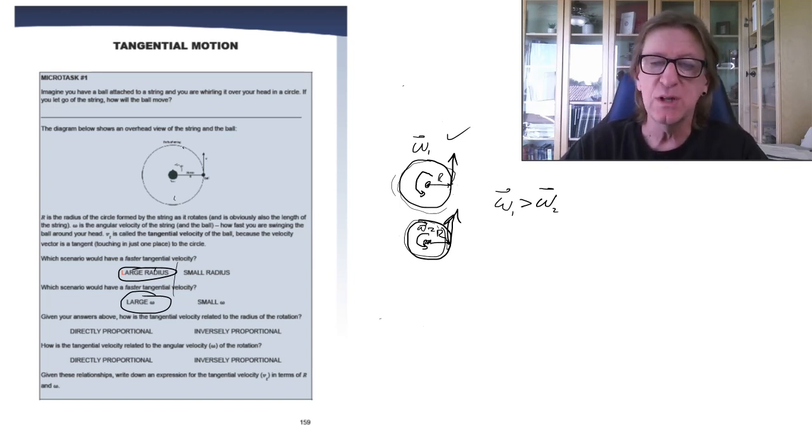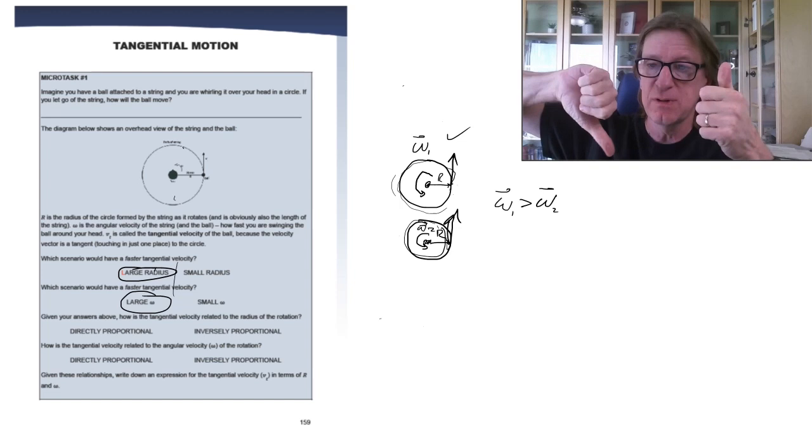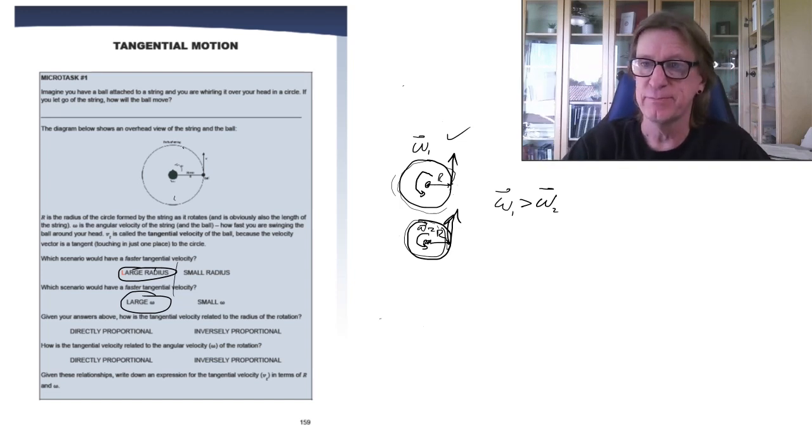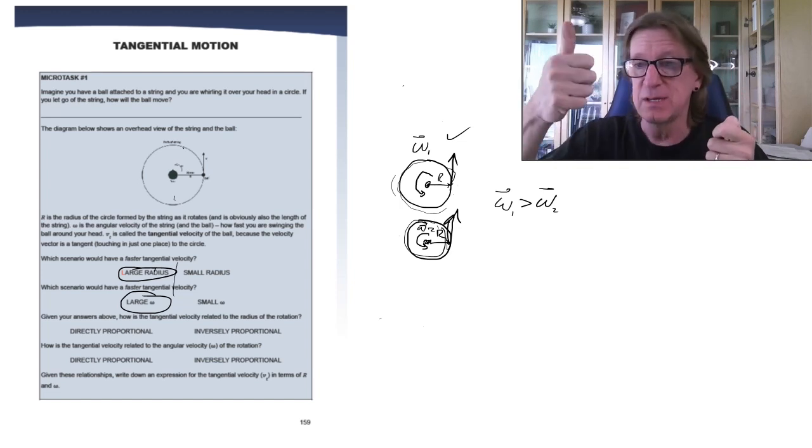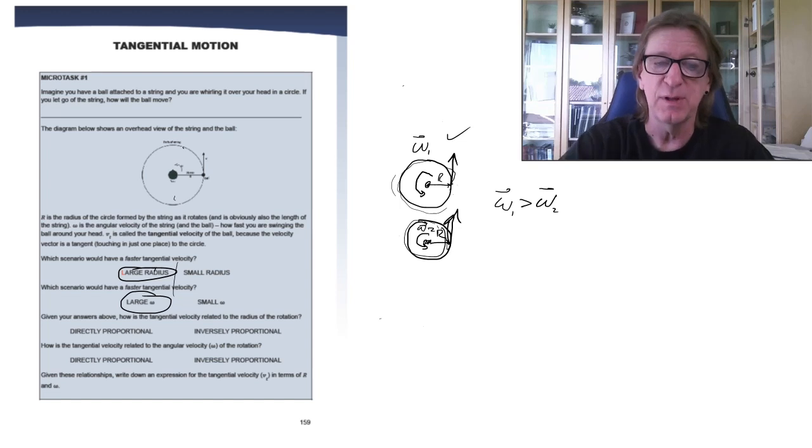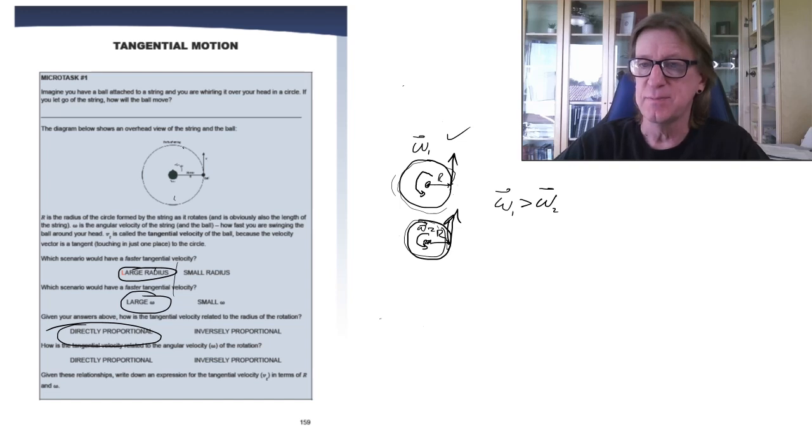So if I've got a larger radius, we know that that has a larger tangential velocity. So are they directly proportional or inversely proportional? Well, since as the radius goes up, the tangential velocity goes up, they must be directly proportional. Okay. And now how about the angular velocity, omega? Well, we decided that if I have a higher angular velocity, then I'm also going to get a higher tangential velocity. So those are also directly proportional.